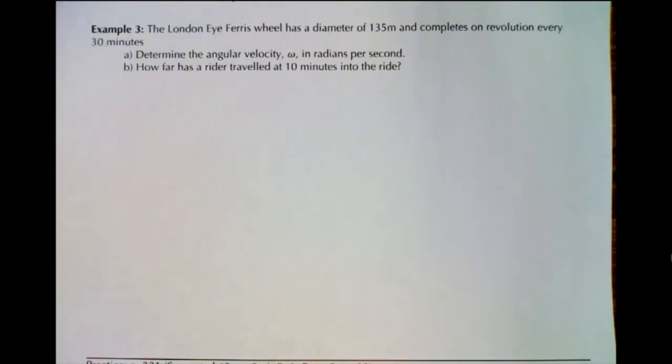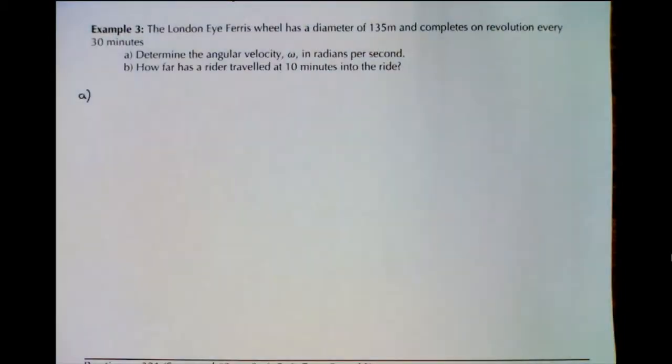Okay, this is part 2 of lesson 6.1, and it's determining angular velocity. So here's the question. It says the London Eye Ferris wheel has a diameter of 135 meters and completes one revolution every 30 minutes. A asks us to determine the angular velocity in radians per second. The fact that they tell you that the units are radians per second tells you how to calculate the angular velocity.